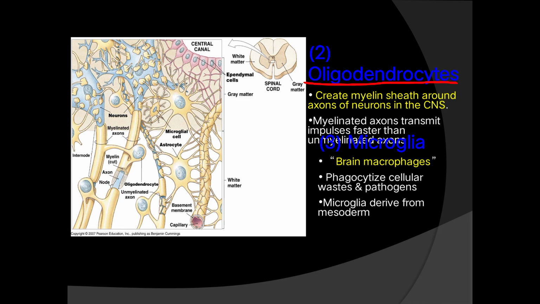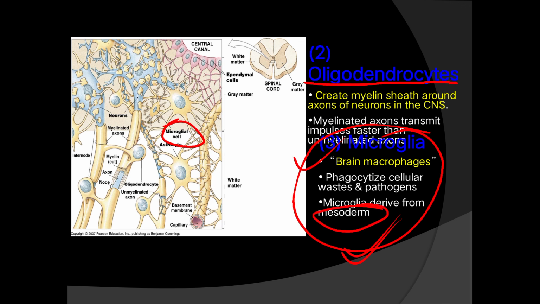Then microglia. This is the microglia cell which you can see. They are the brain macrophages. They phagocytize cellular waste and pathogens, and microglia derive from mesoderm. Other cells of the central nervous system are derived from ectoderm, but microglia are specific: they are derived from the mesoderm, not from ectoderm.